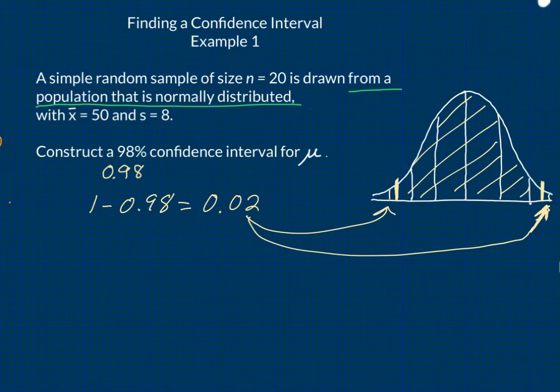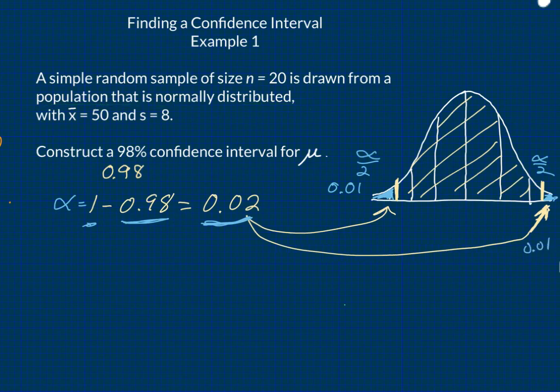Now it is time for me to introduce you to a Greek letter, the letter alpha. And alpha is the value that you get when you subtract your confidence from 1, and this value is the area on either side of that 98% confidence. If alpha is 1 minus 0.98, each of these areas are alpha divided by 2, half of alpha. And that area is 0.01 in each case. Little tiny bit of area on either side there. We're going to look up this one in the t-table.